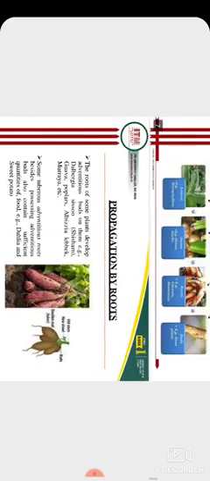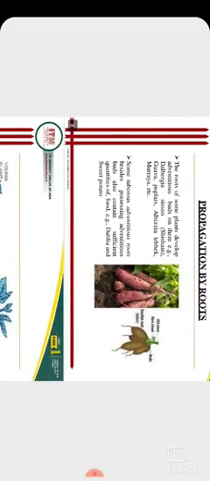Okay, now first is propagation through roots. The roots of some plants develop adventitious buds on them. Some examples are shisham, guava, poplar. These are tree examples which develop adventitious buds to develop a new plant. Some tuberous examples are also there, in which come sweet potato and dahlia. You can see the image of the sweet potato.